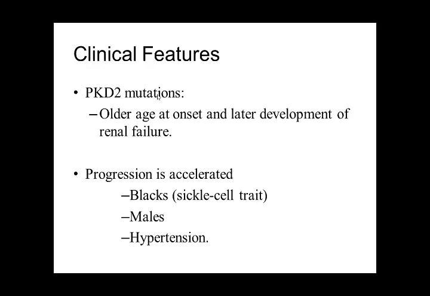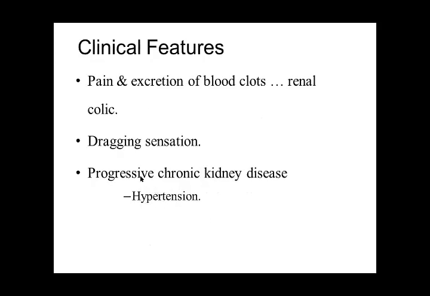Polycystic kidney disease. Two mutations are there. Older age of onset, that the later patient undergoes renal failure, and progression is accelerated in males, in blacks, in hypertension. Somehow these blacks have got greater tendency, or their genetic makeup is such that they are more prone to the disease. There's nothing else special.